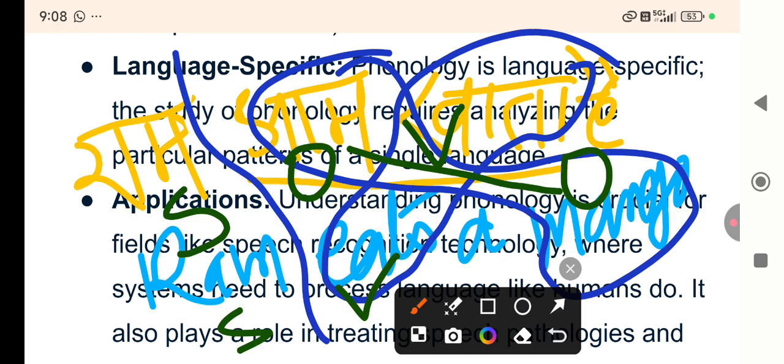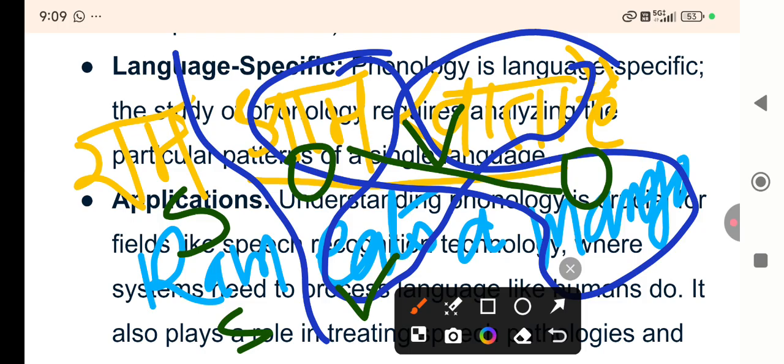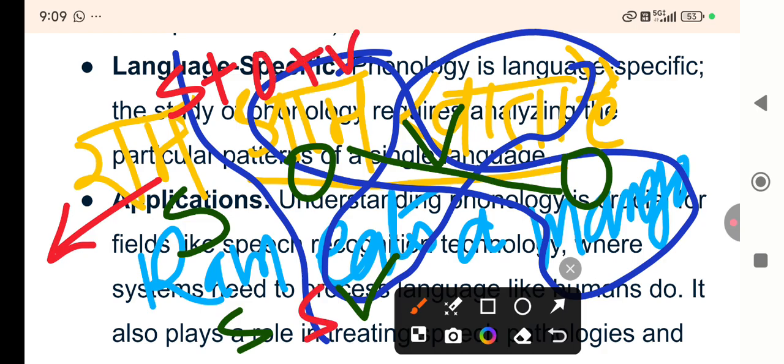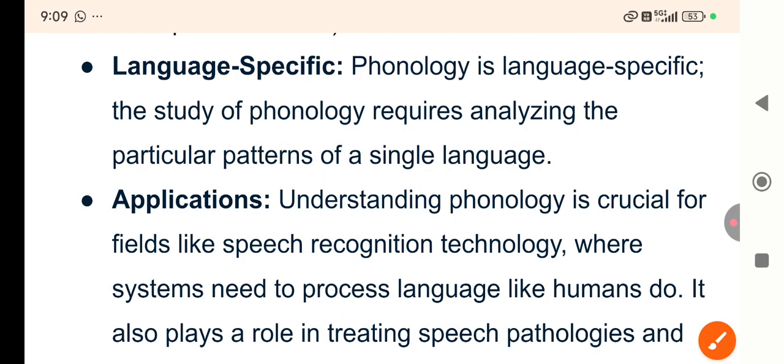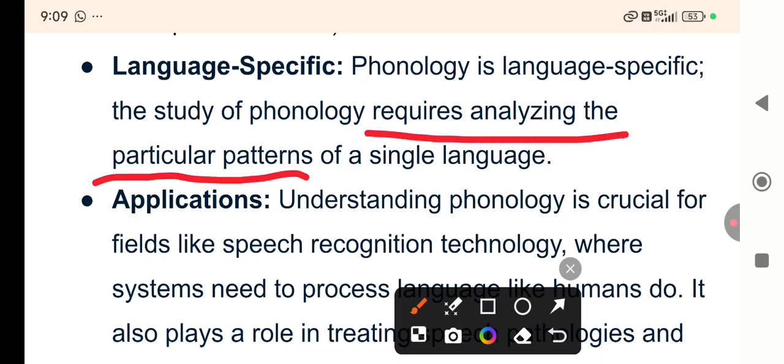So here in both the cases, please note down that in a Hindi sentence the order is subject plus object plus verb, and in an English sentence it is subject plus verb plus object. This is the difference, right? So this is language specific because every language has its own pattern. Phonology analyzes the particular pattern of a single language, right?